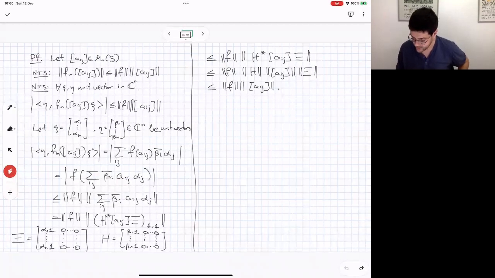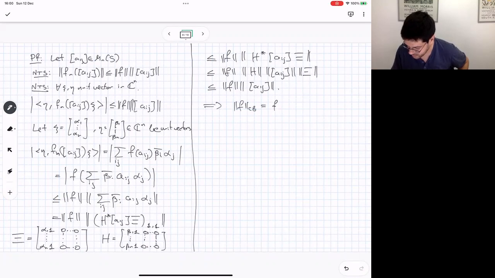Since these guys were unit vectors, the norm of the matrices is less than 1. So you can remove them, and you're done with what you want. So okay, this is a computation. I mean, there's nothing really interesting going on. Okay, so we showed that the completely bounded norm of f is equal to the norm of f.